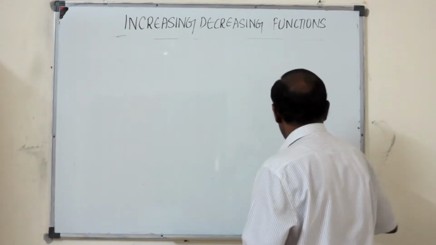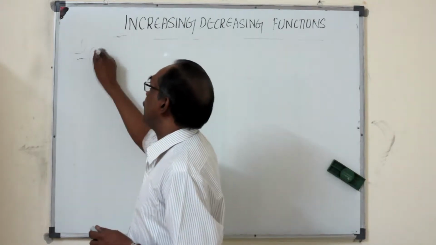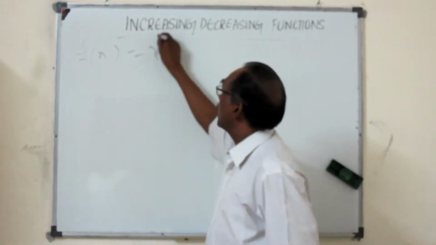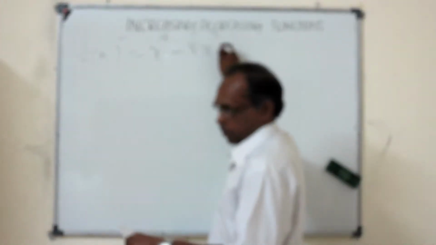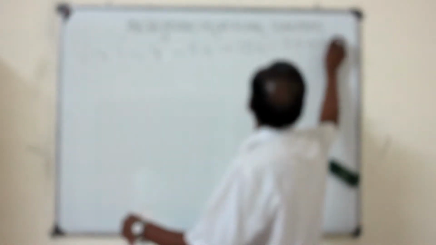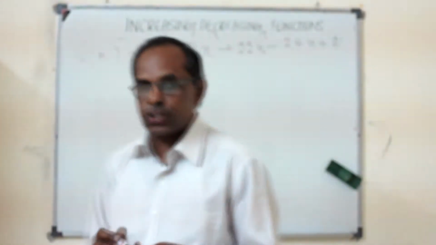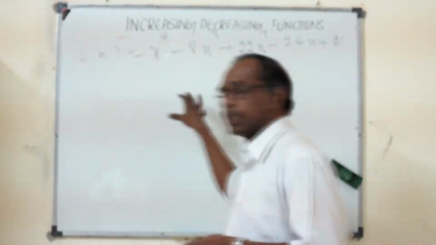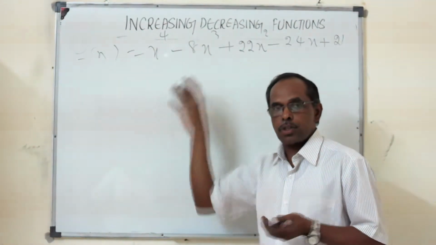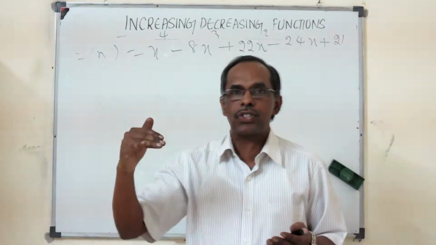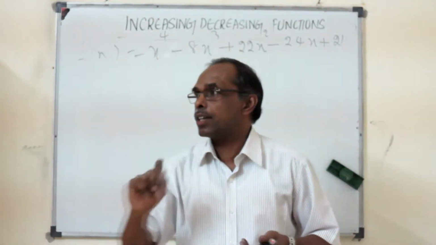I'll take the question. Consider a function f of x is equal to x raised to 4 minus 8x cubed plus 22x square minus 24x plus 21. My question is, identify the intervals in which the function is increasing or decreasing. So this is the function y is equal to f of x that is given. When you draw the corresponding graph, you will have different intervals in which the function is increasing or decreasing.